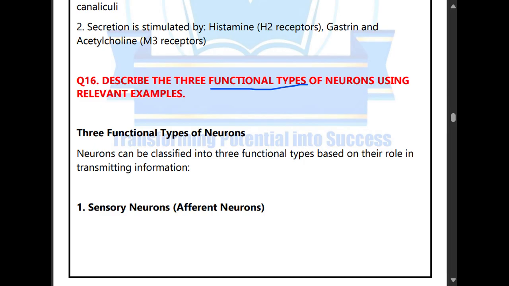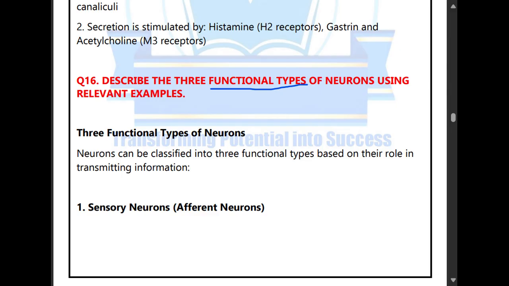Someone is asking, what about the issue of Erlanger-Gasser and Lloyd-Hunt classification? Where do they fall? I think I will tackle it. If I don't have it in this file, then I will talk about it. Is that okay? All right.